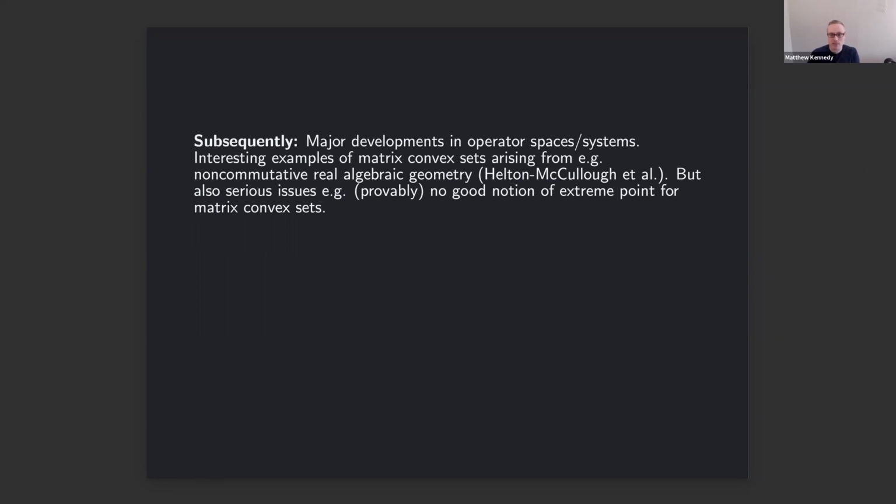However, there are some technical issues as well with matrix convexity. The primary problem I'm thinking of is the fact that you can prove that there are lots of examples of matrix convex sets where there's just no good notion of extreme point. And so much of classical convexity theory relies on having a robust notion of extreme point that this causes a major difficulty in the theory.